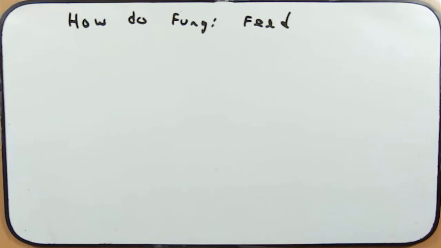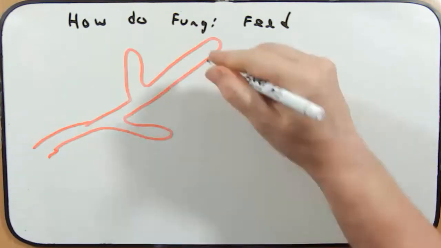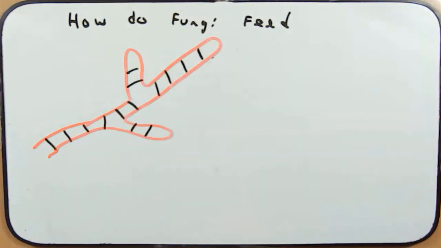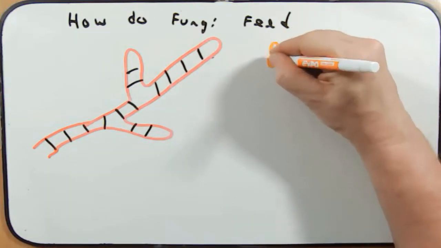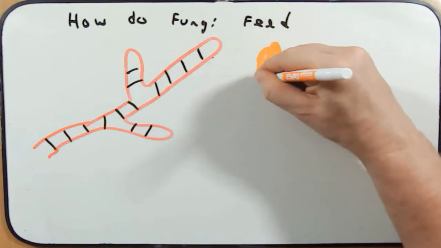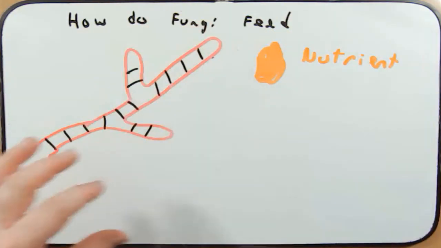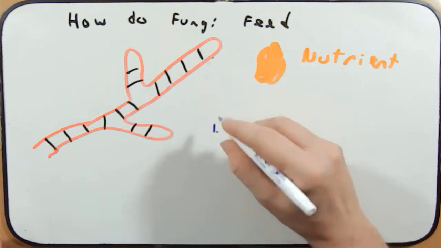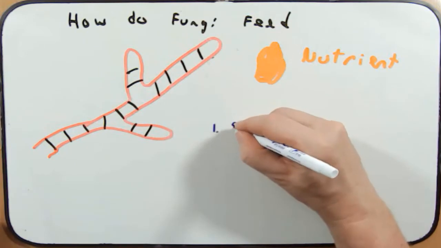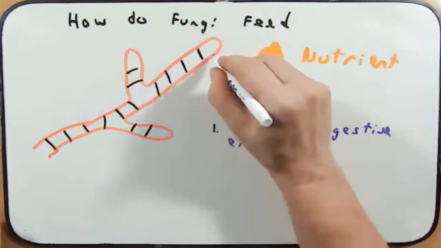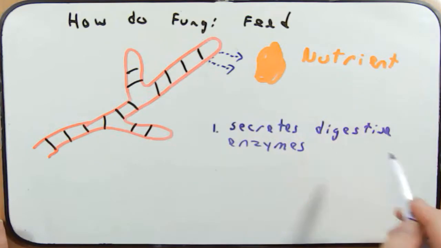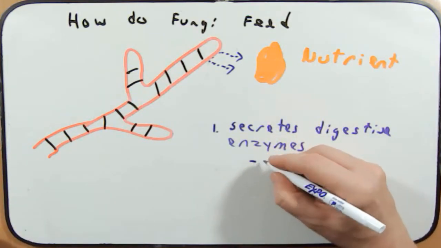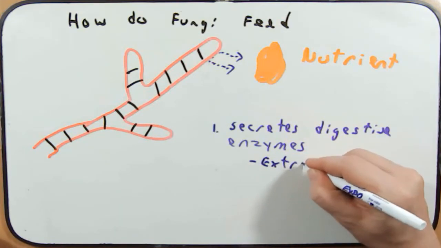Okay, let's move on to our fourth objective for today, and that is how do fungi feed? So let's draw a hyphae here, and we'll draw the different septa in it. So remember earlier I said that these hyphae grow towards some kind of nutrient. And I'm just going to draw the nutrient as this big circular mess here. And when this hyphae extends towards this nutrient, a few things happen. The first is that it secretes digestive enzymes. So it'll secrete from the hyphae various digestive enzymes that will digest this nutrient. And so this is an example of extracellular digestion because it occurs outside of the cell.